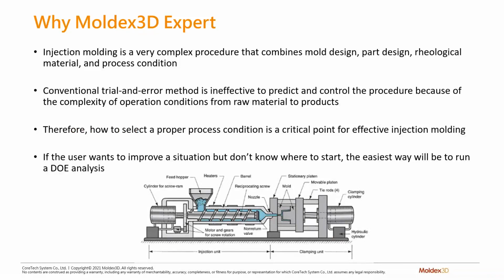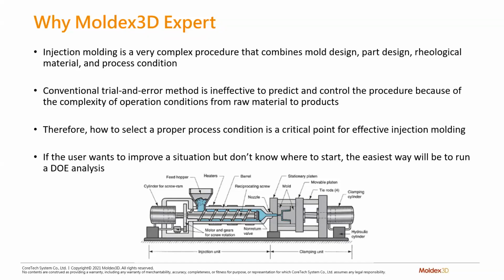So let's talk about more detail. Why Moldex3D Expert? We know the injection molding process to make a product is a very complex procedure, because it contains many factors like the mold design, part design, material properties and process conditions. With so many factors together, it may be very difficult to achieve our product quality.